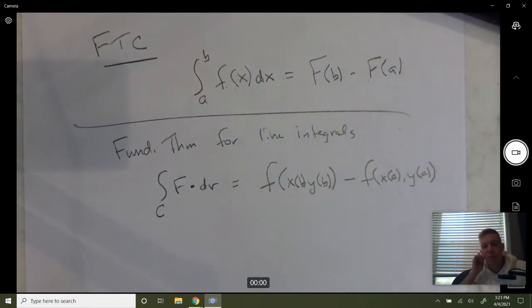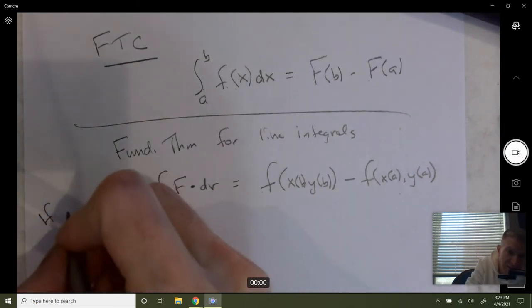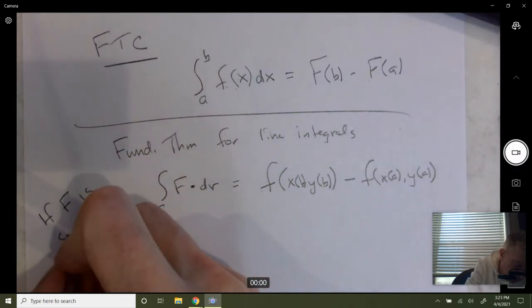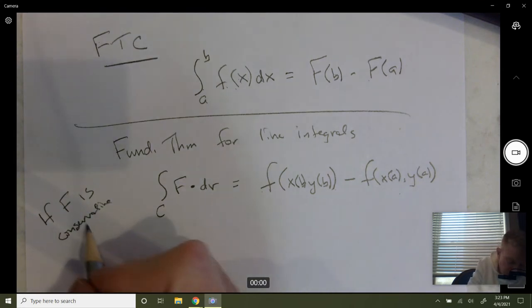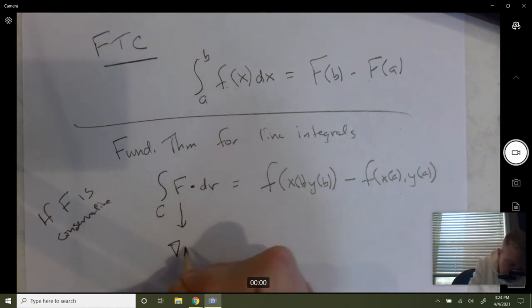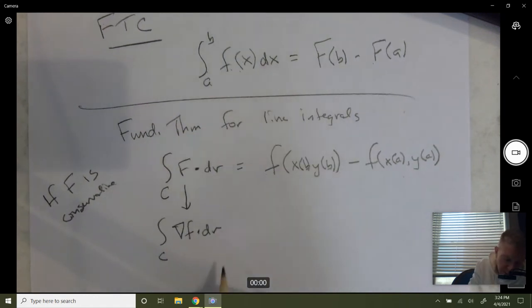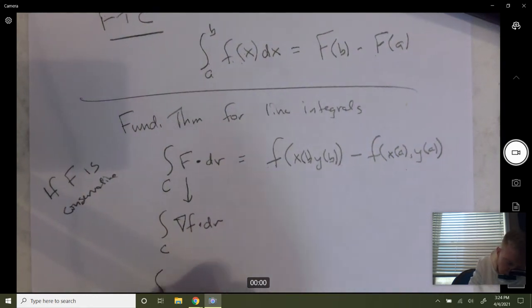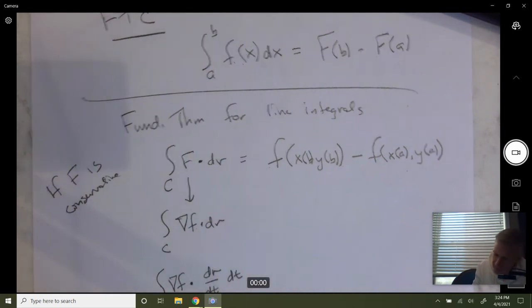Well, let's show a quick proof of why this is actually true. Remember, this is only if your vector field is conservative. So if F is conservative, then F can be written as the gradient of some other scalar function. Okay? And we can rewrite this as the gradient of f dotted with dr. What we're really doing is we're dotting that with dr/dt times your dt, okay?